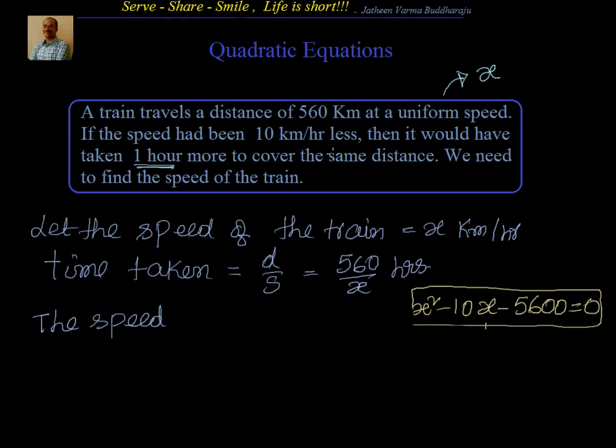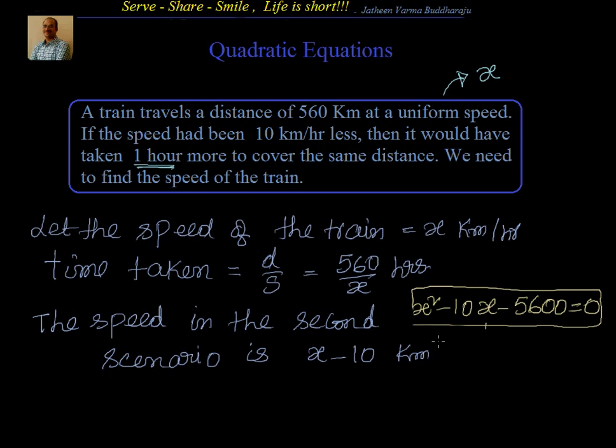if the speed had been 10 kilometers per hour less, right? The speed in the second scenario, the scenario where the speed is less, is 10 kilometers less, so it will become x minus 10 kilometers per hour. Now the time taken, can I say that this is also equal to t1? The time taken, this is t2.